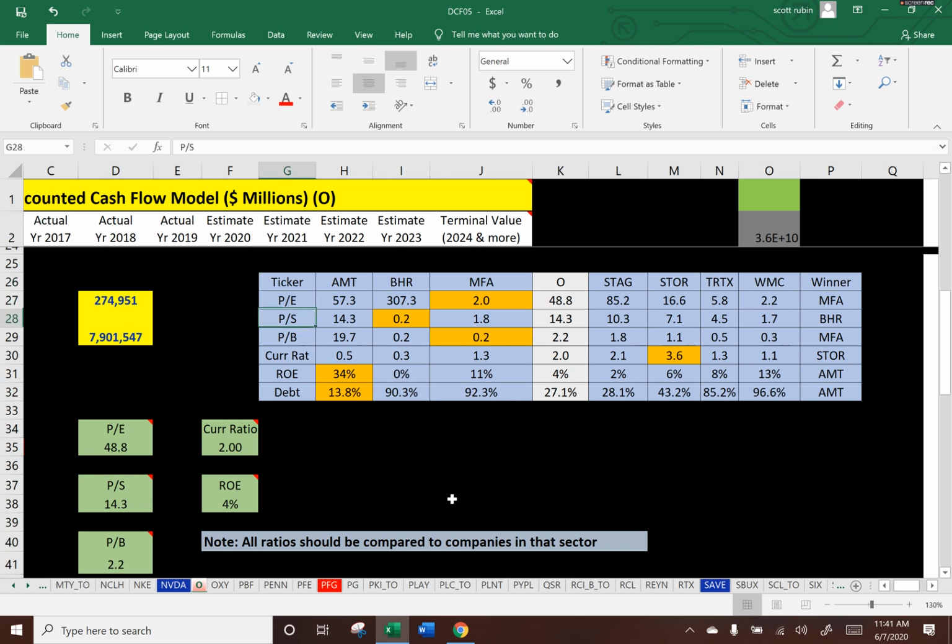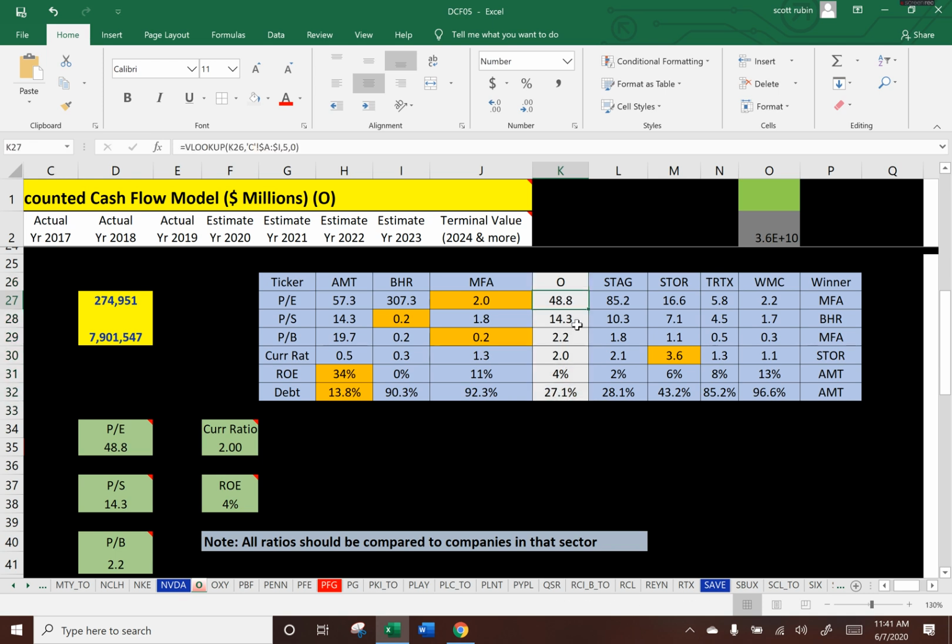So we're comparing the PE, price to sales, price to book, current ratio, ROE, and debt with all the REITs that I looked at. So I looked at 8 REITs since doing these videos. All this data is just pulled in automatically. I don't have to really do anything. So it makes it kind of convenient. And the ones in orange are the winners in that category, who have the best ratios. And we're doing this company right here in the middle, Realty. And it's not the winner in any category.